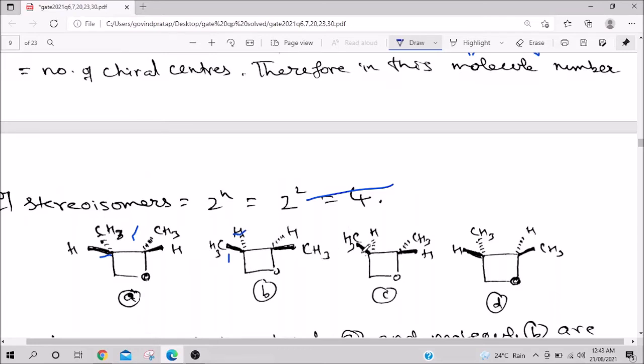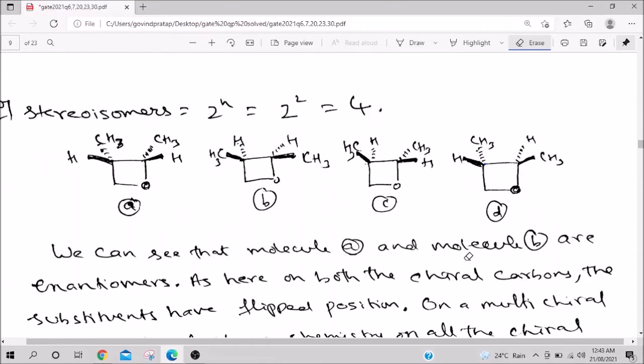Third one, in one of them put one CH3 front, another one put one CH3 behind, and here you are just exchanging. So here on this left carbon you are putting CH3 behind and front carbon CH3 front. Now let us look into different, and we will just try to understand what are enantiomers, what are diastereomers, so that with this question I clear all the stereochemistry part of the organic chemistry for you.